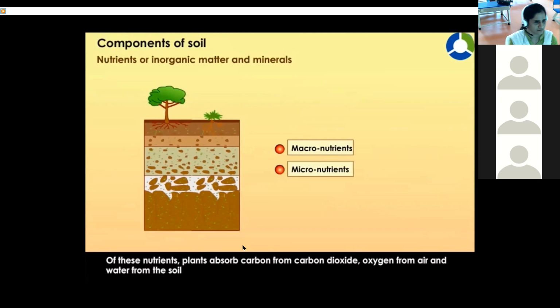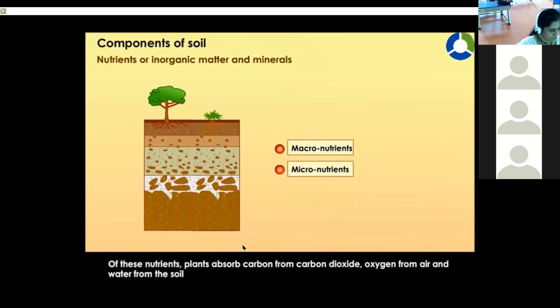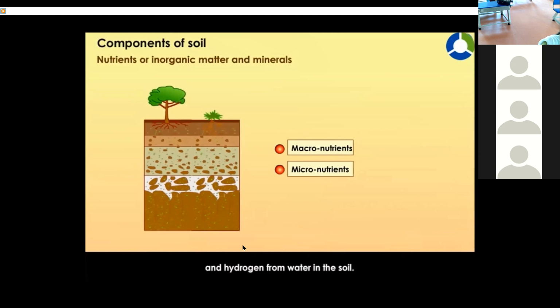Micronutrients. They are required in small amounts, that is, traces. Example: iron, manganese, copper, zinc, boron, molybdenum and chlorine. Of these nutrients, plants absorb carbon from carbon dioxide, oxygen from air and water from the soil, and hydrogen from water in the soil. Other nutrients are obtained from the soil, so it acts as a reservoir of nutrients.